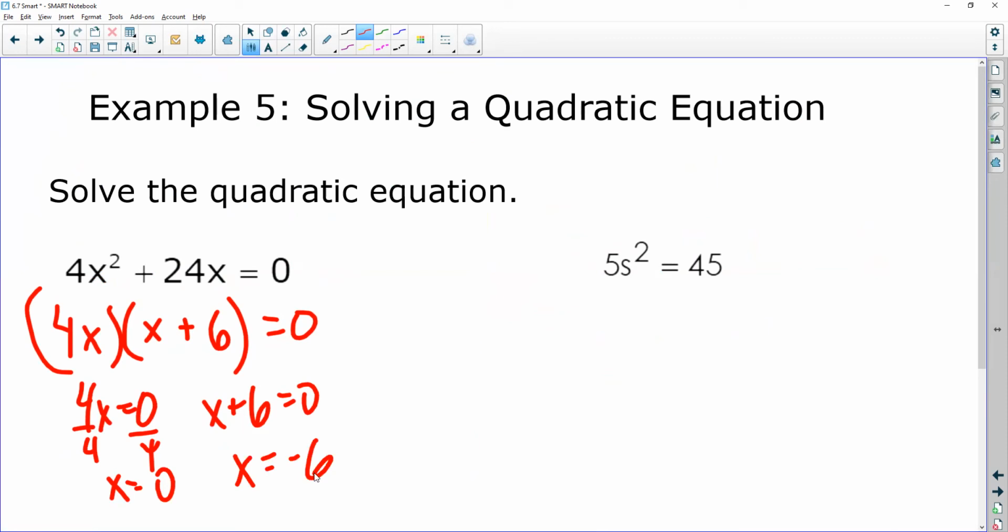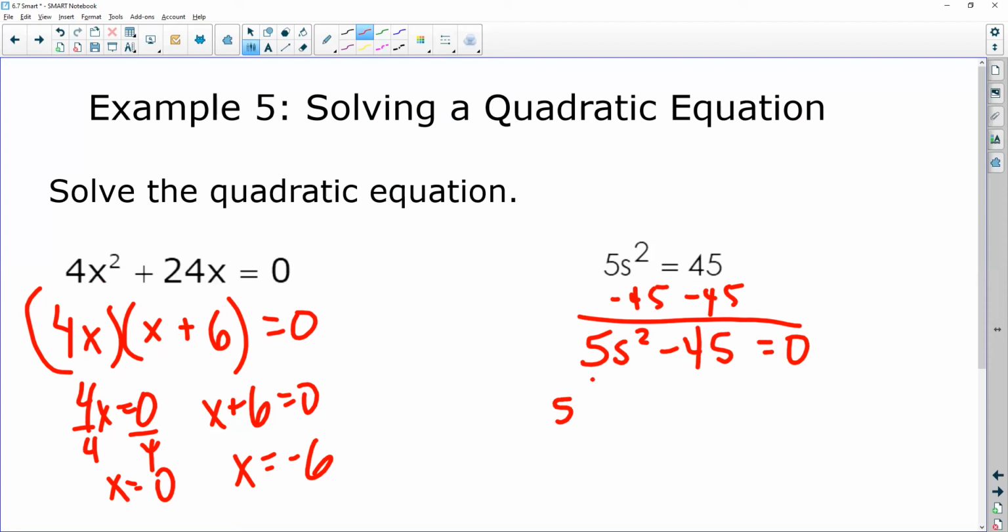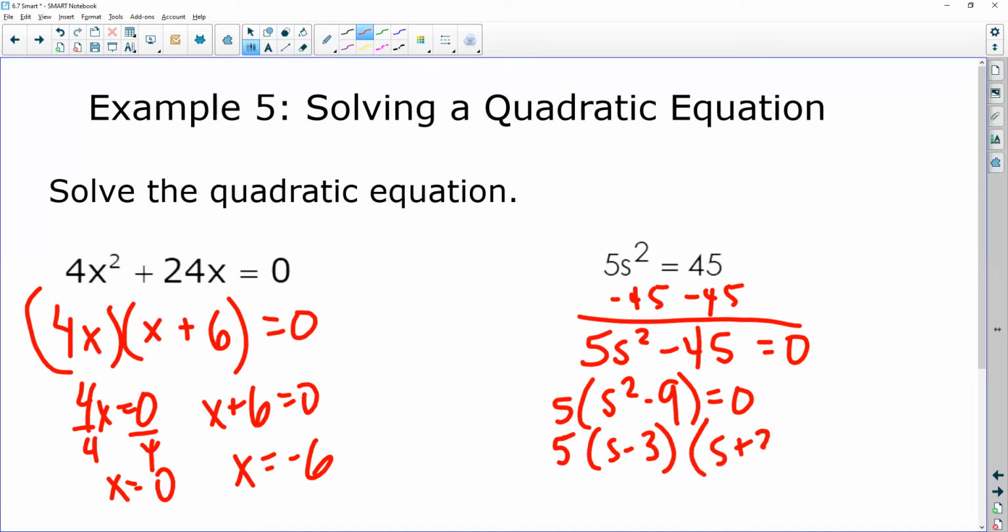For the other one, the second one, I have to get it in the right form first. If it's not equal to 0, none of this works. So minus 45. So I get 5s squared minus 45 equals 0. Common term would be 5. So I'm going to get s squared minus 9 equals 0. And then I have to think about that. Well, that's a difference of squares. So I get 5, s minus 3, s plus 3 equals 0.